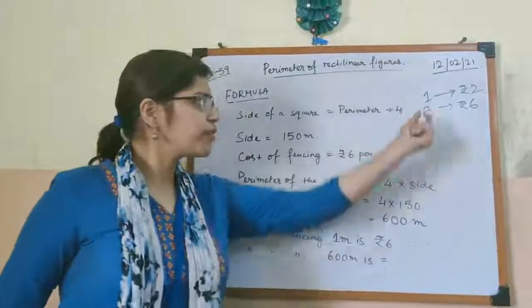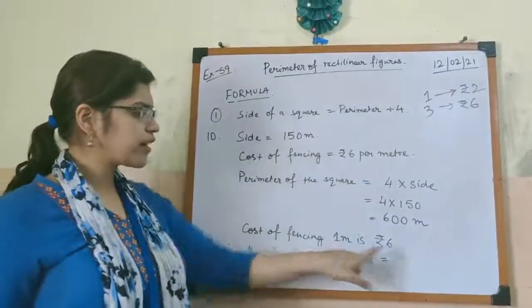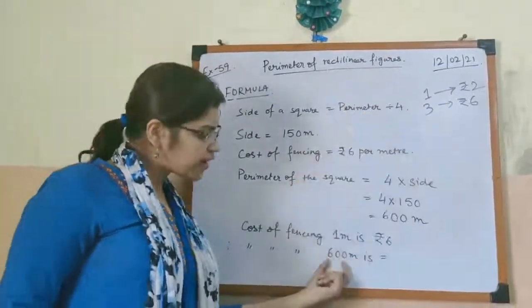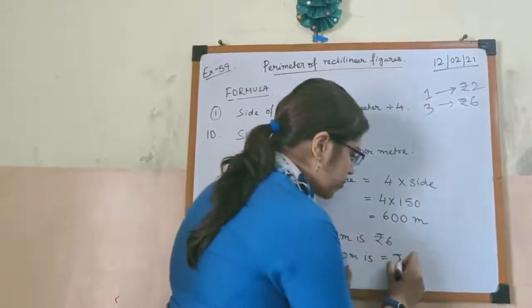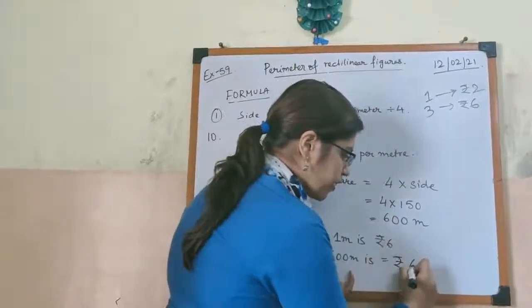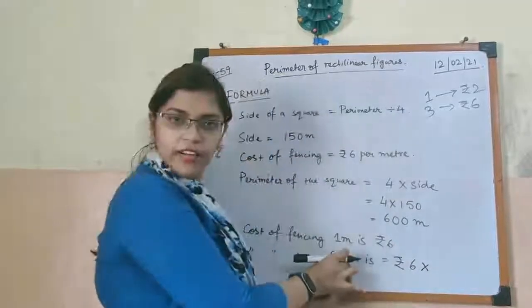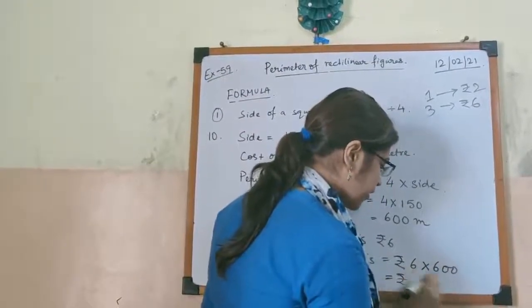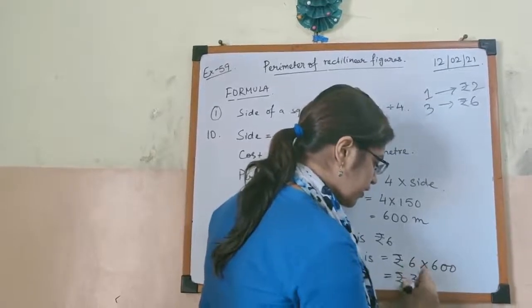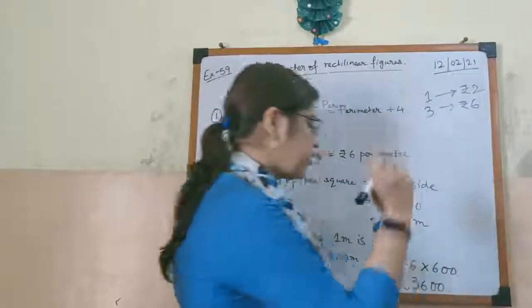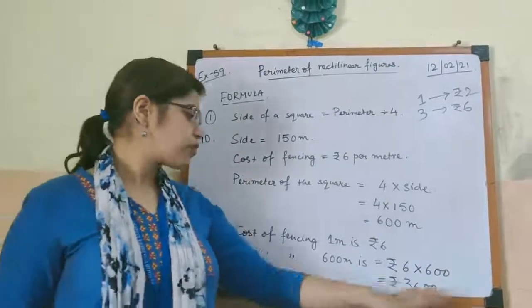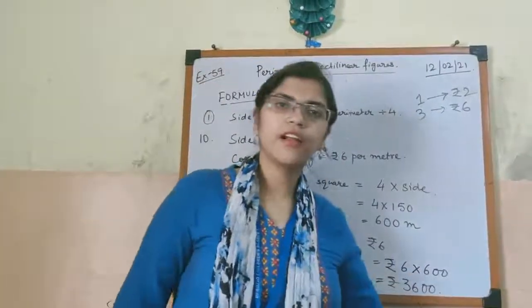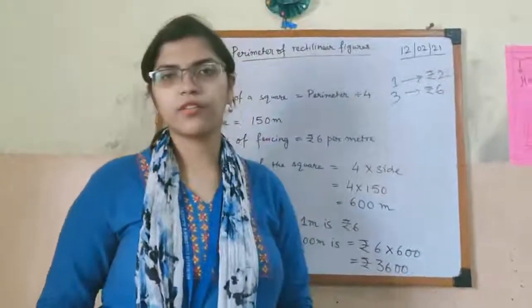In this way we know that the cost of 1 meter is 6. So the cost of 600 meter will be this 6 multiplied with this 600. So 6 multiplied by 600 gives us 6 into 6, 36, so 3600. The answer is: the cost of fencing 600 meter is rupees 3600.